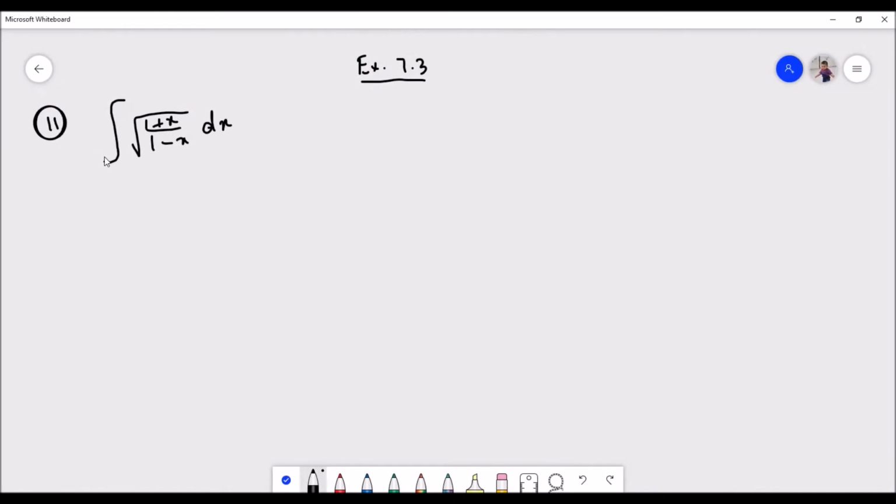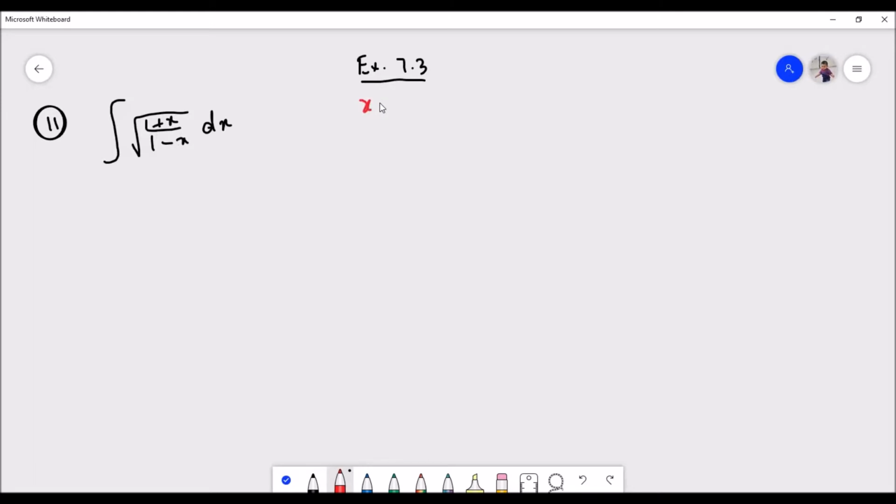Namaste children. Now let us see how we can solve exercise 7.3 exemplar problem number 11. The question is integration of root over 1 plus x by 1 minus x dx. I'm going to solve this by the method of substitution. What substitution can we make here?